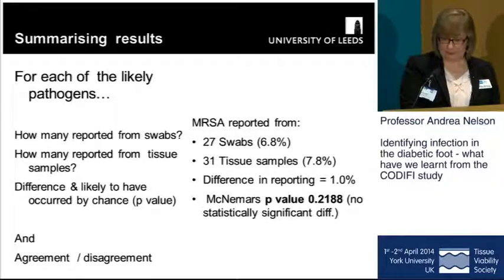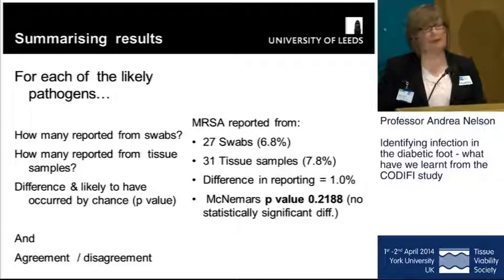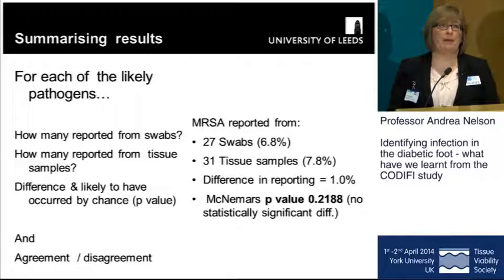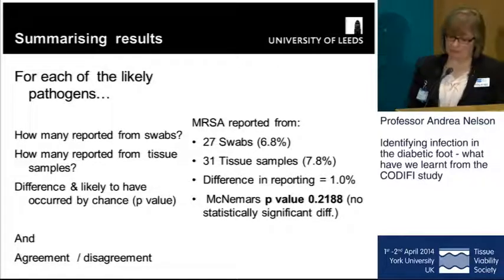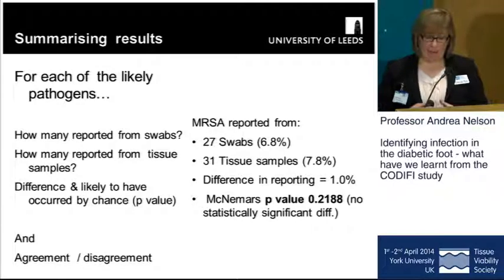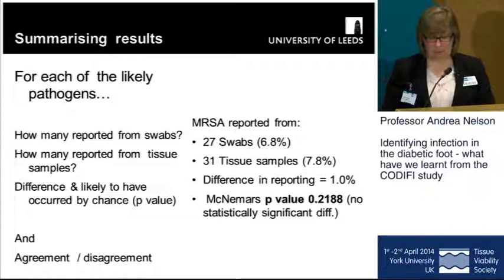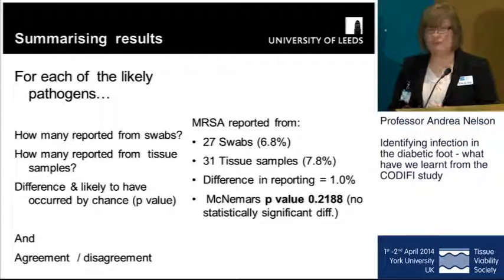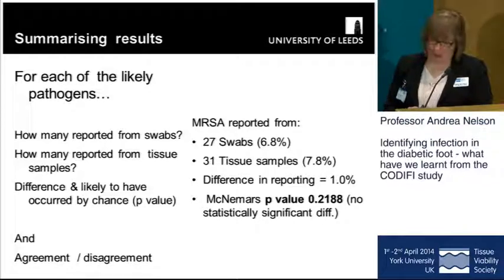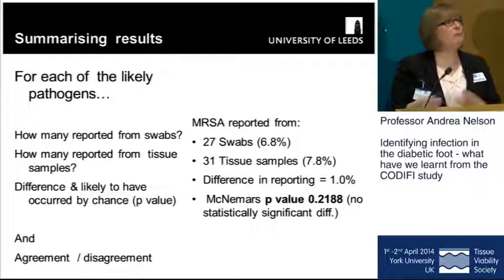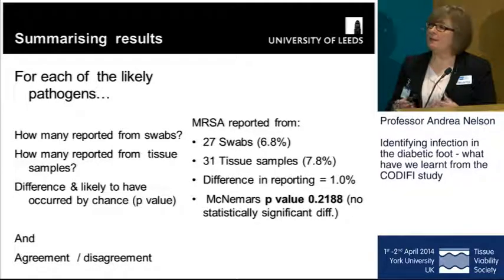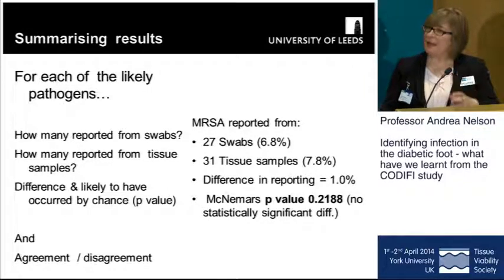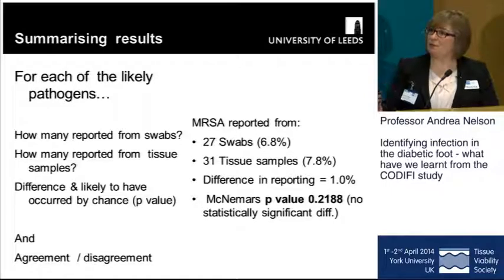So as an example, MRSA was identified from 27 swabs from the 395 patients who had both tissue and swab samples, and from 31 tissue samples. But it's not the case that those 31 tissue sample reports were the 27 swab results plus 4 extra. Because remember I said before, sometimes a swab picked up things that a tissue sample didn't, and sometimes a tissue sample picked up things that a swab didn't.